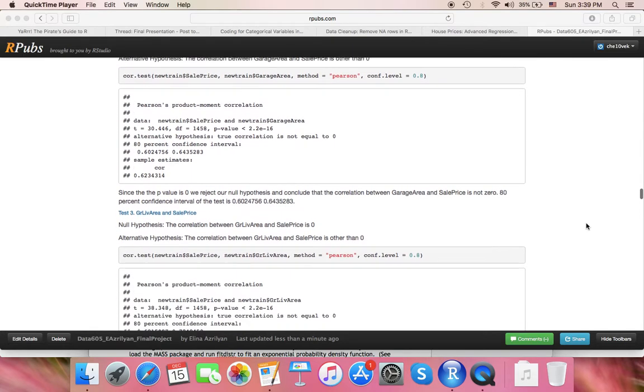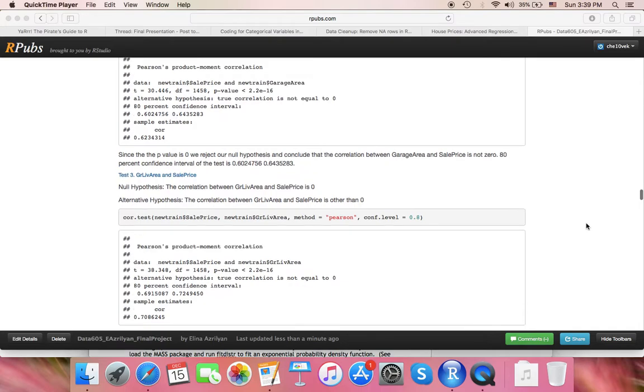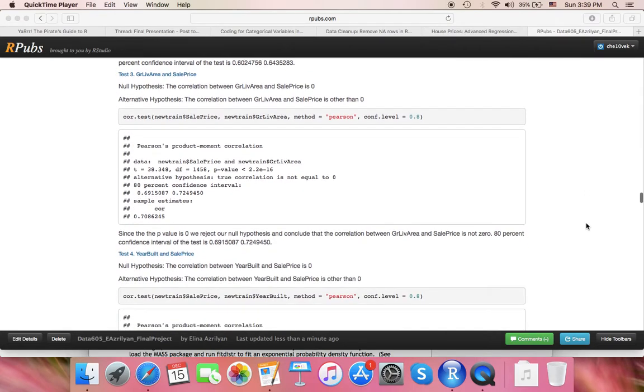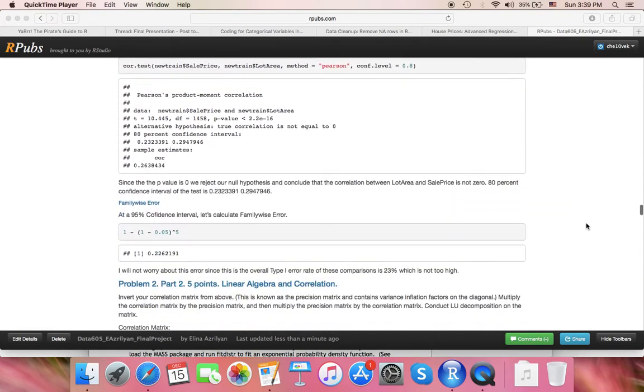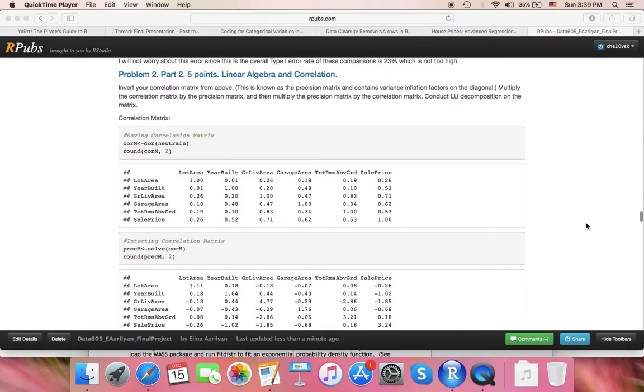So we were able to conclude that there is correlation between all these variables and the sales price. So I did 5 of those tests. So the next step was linear algebra and correlation.